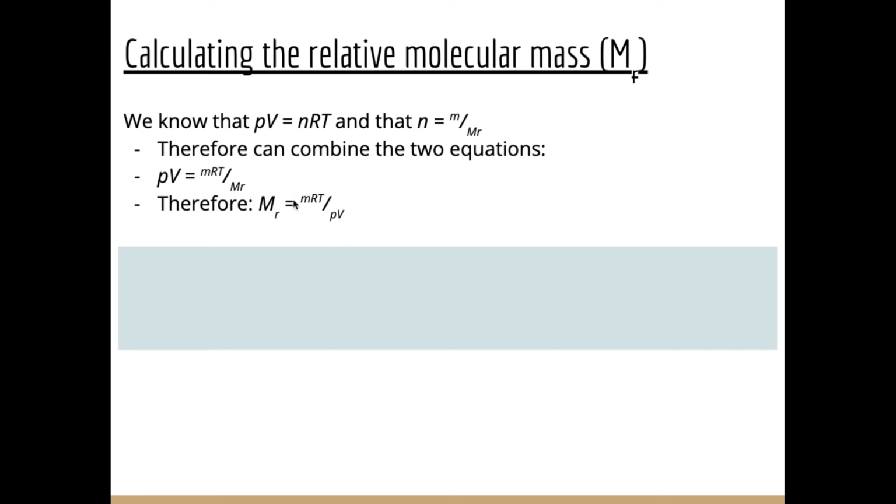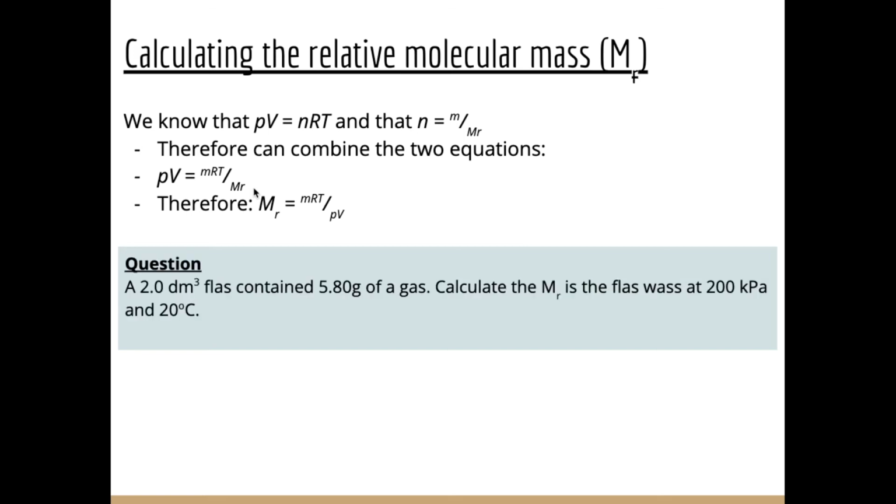And this is really useful because experimentally you can get the mass, you can get the temperature, you can get the pressure, you can get the volume. R is a constant, so you can work out the relative molecular mass of unknown compounds. For example, have a go at this one. If you're playing along at home, you can pause and have a play. Otherwise, we'll do it right now together.